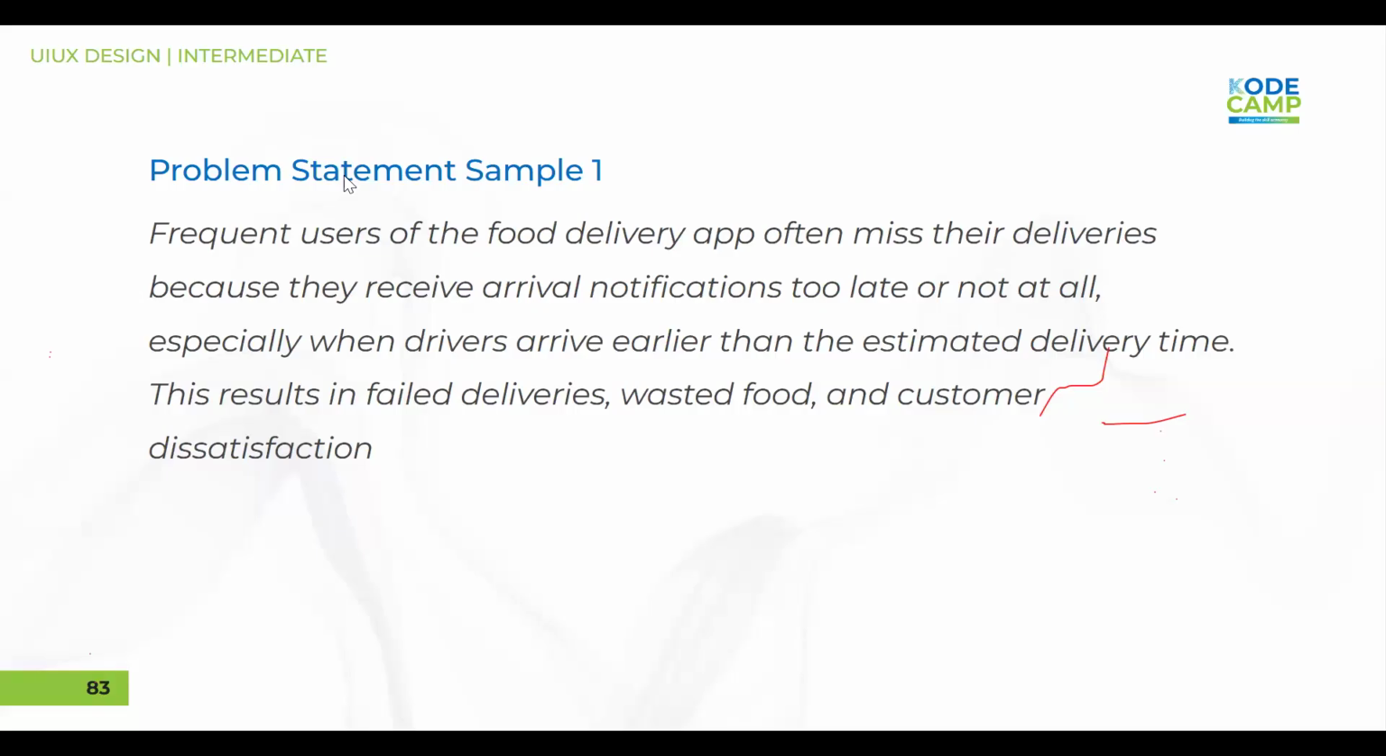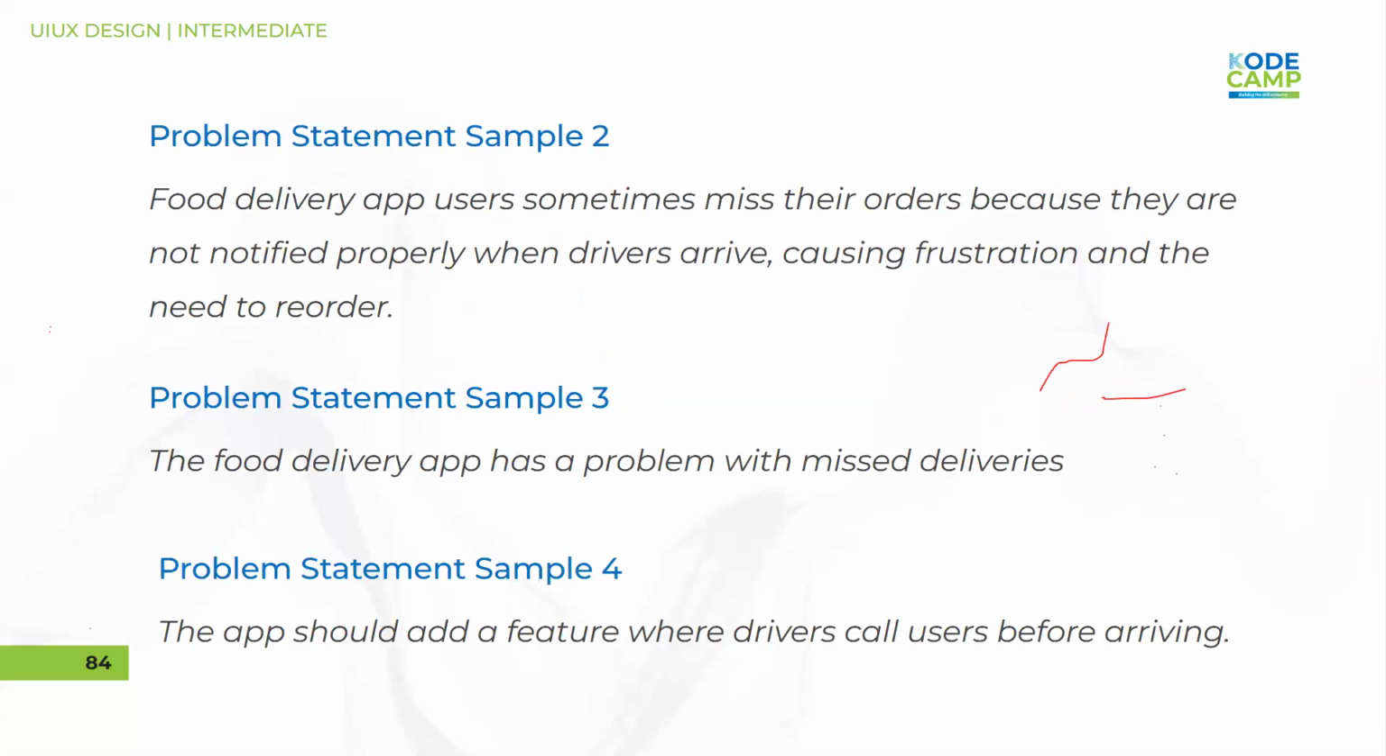Now, problem sample 2, I said a food delivery app: users sometimes miss their order because they are not notified properly when drivers arrive, causing frustration and the need to reorder. Sample 3, the food delivery app has a problem with missed deliveries. So what happened? Sample 4, the app should have features where drivers should call before arriving.